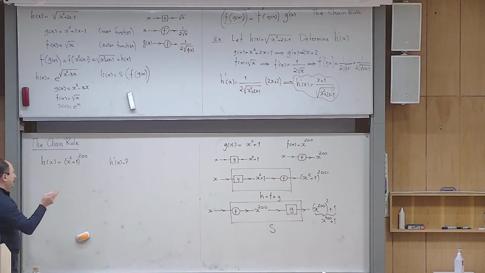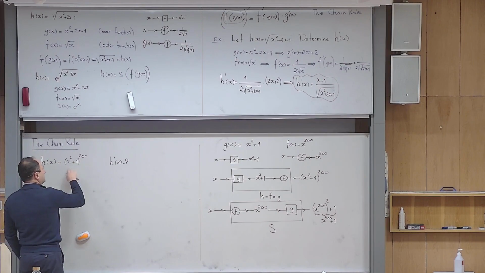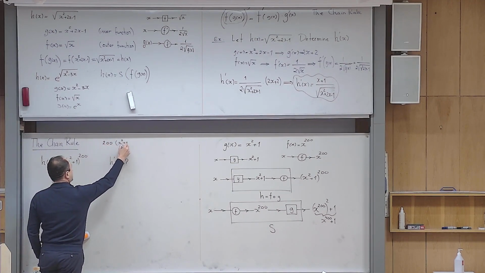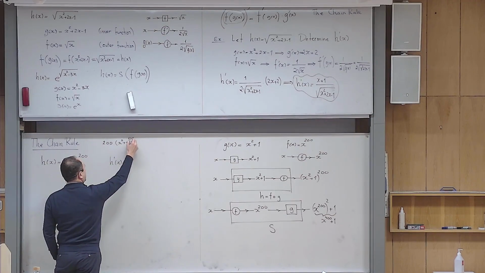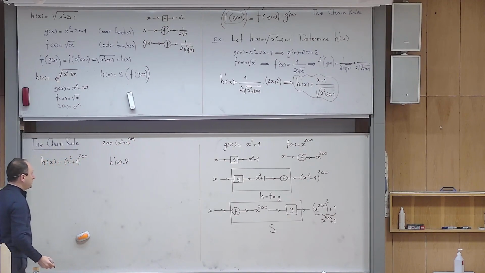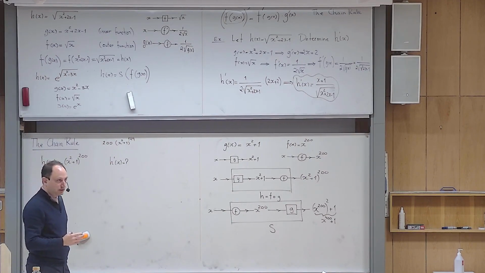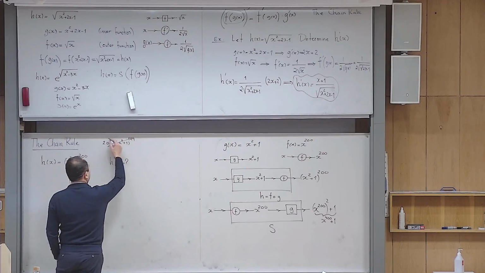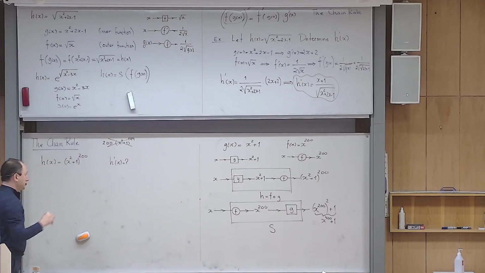Do you remember the naive way of doing it was to bring 200 down and then write x squared plus 1 to the power of 199. Of course, we don't have any reason to believe this is true. We are just trying to use the analogy here. The analogy, you will see, will not work. Okay, and then this will be wrong. But let's see how wrong it is. So here we want to calculate h prime of x.